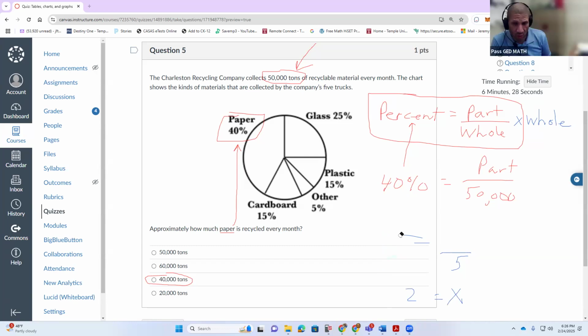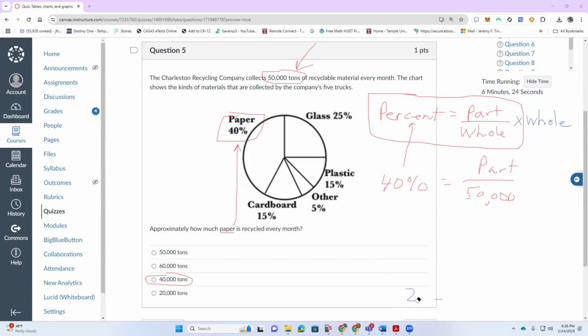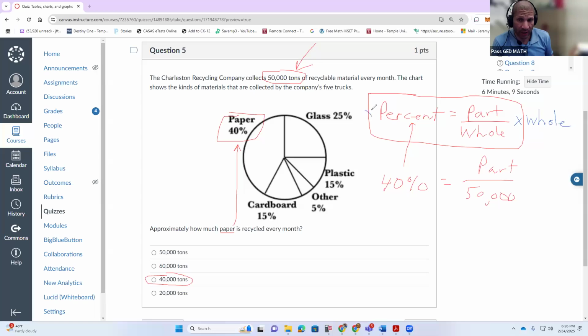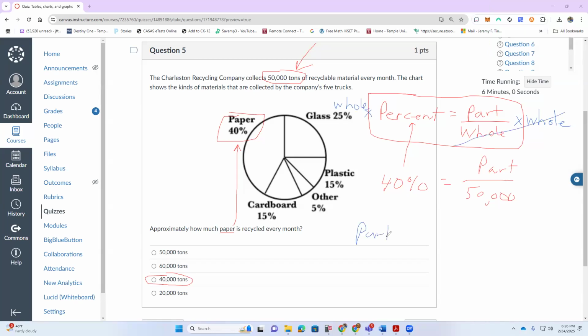And so here we have another equation that says percent equals part divided by whole. We're trying to get part by itself, which means we need to get rid of whole. The opposite of dividing by whole is multiplying by whole. Whatever we do on one side, we do on the other. Now these wholes cancel, and I got part equals whole times percent.